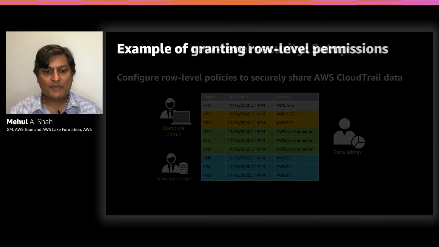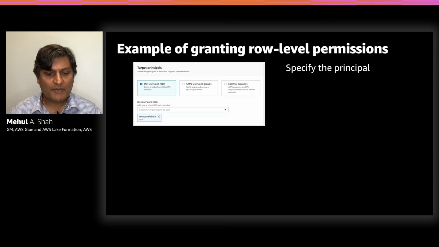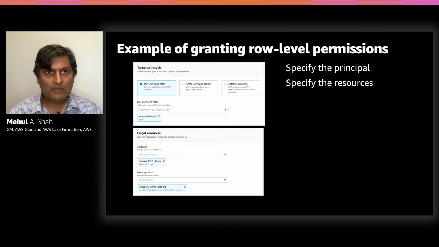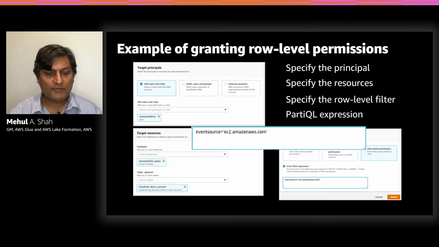Well, it's really easy to specify row-level permissions, grant them, for example, to these different user personas through the console or the Lake Formation APIs. You simply specify the principal. In this case, we're specifying the compute admin. You specify the resources. In this case, it's the CloudTrail table that we're talking about. And then you specify a row-level filter. It's just an equality here that this particular column, event source, has to be equal to EC2. And so that actually brings out the EC2 events.